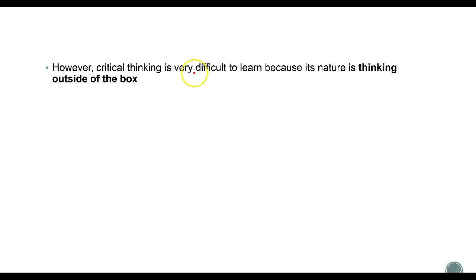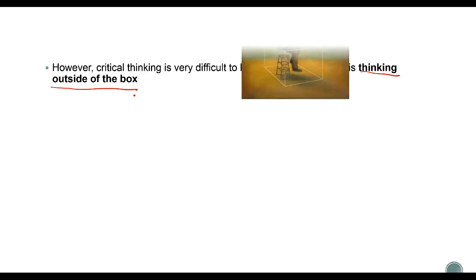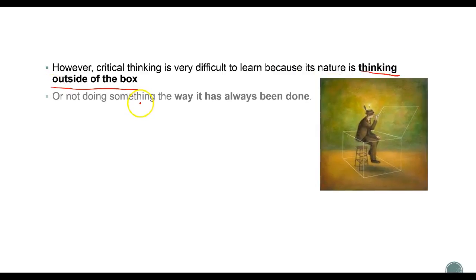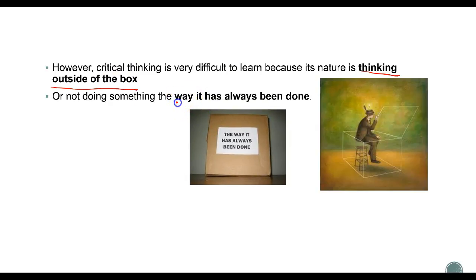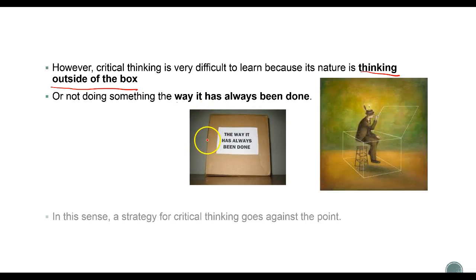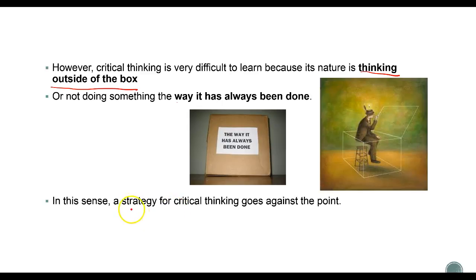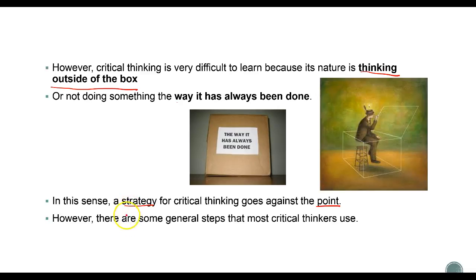However, critical thinking is not easy to learn. It's very difficult to learn because the nature of critical thinking is thinking against the grain or thinking outside of the box, or not doing something the way that it's been done before or always been done, but sort of changing something up and thinking in new ways about it. So in this sense, a strategy for critical thinking kind of goes against the entire point of thinking critically. However, there are some general steps that most critical thinkers use that I can show you that'll help you to be a critical thinker.